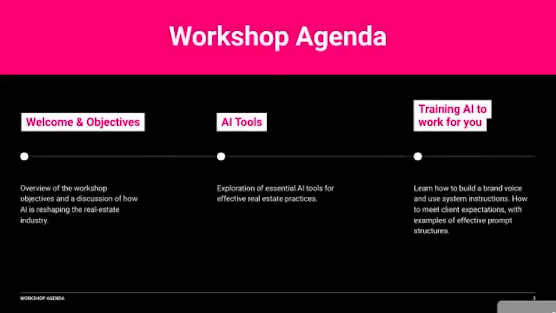Okay. So now our workshop agenda is we're going to go over what our objectives are in this class. We're going to talk about the different AI tools that we have available. I'm only going to skim the surface on the AI tools because there are way more out there and a new one every week. We are also going to talk about how to train AI to work for you, and you're going to learn how to build a brand voice if you haven't done that already, and how to use this to super speed your own business.